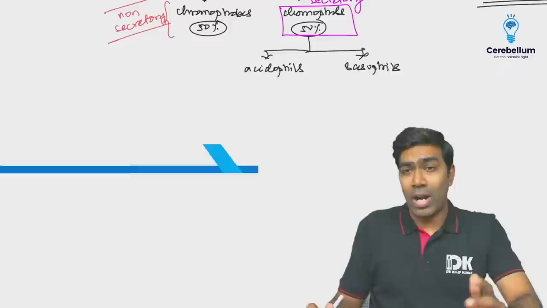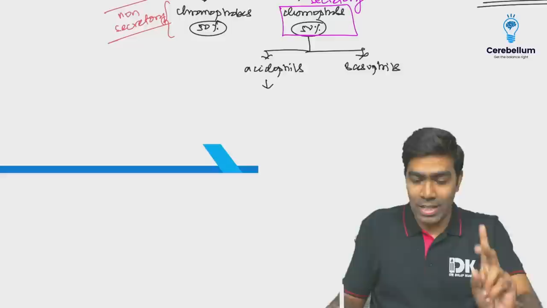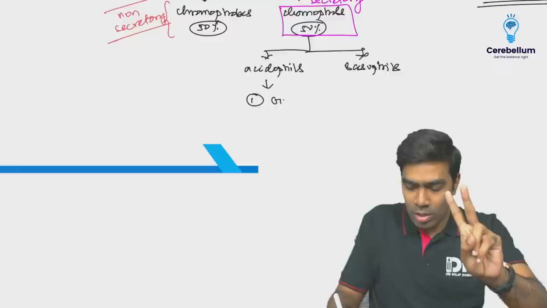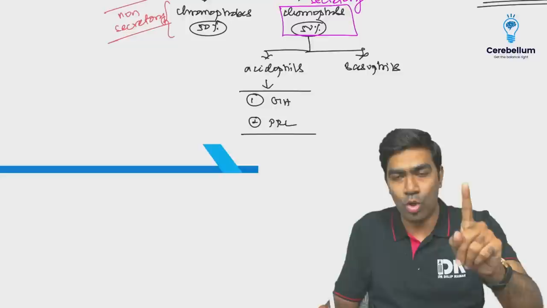So what are the hormones secreted by the acidophils? Acidophils are going to secrete two hormones. One is growth hormone, the second is prolactin. Understand, this is a very important point. Growth hormone, prolactin, acidophils.